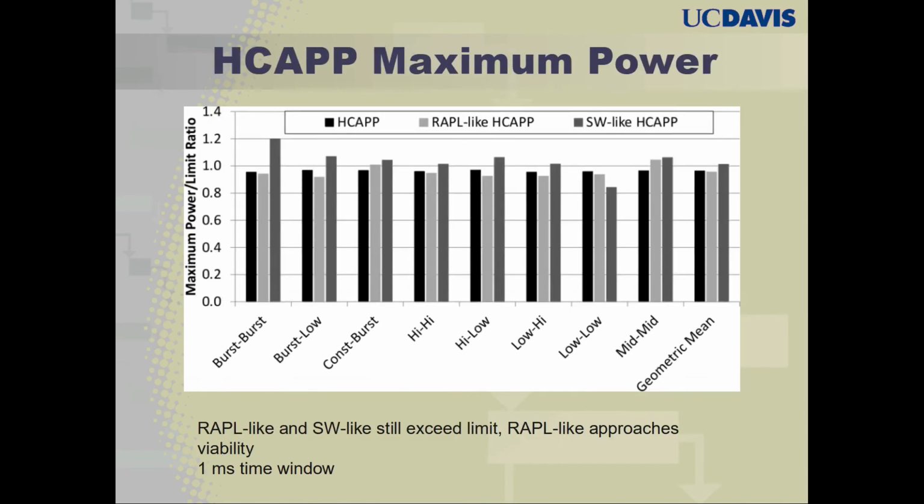So now we go to the slower time window. We can see the maximum power, looking at the 1.0 line. Both RAPL and HCAPP still exceed it. The RAPL-like approach looks like it could work. It's just slightly over. Software-like, if you look at that burst is 20% over. That's a bit much to really believe it could work, unless it got extremely defensive, I guess, card banding. There are ways to make it work, but it would significantly hurt performance. So we still considered them. We basically said, take this into account, but let's look at how they perform as well.